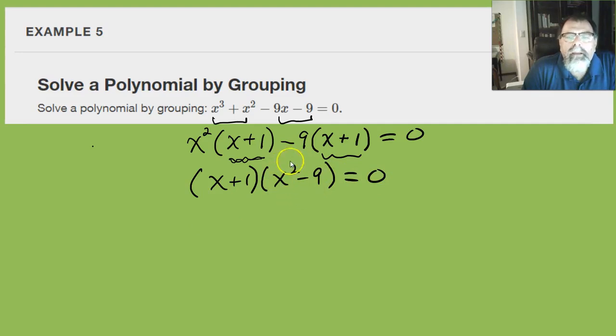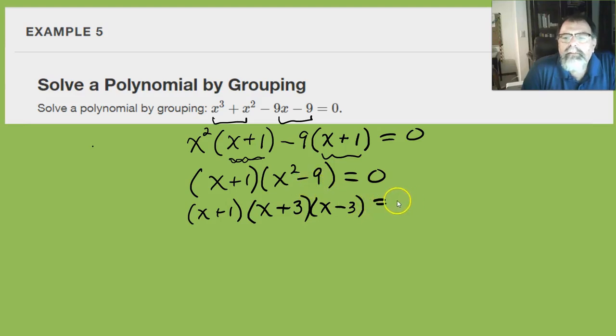Then hopefully you're paying attention and you say, oh, that's a difference of squares. That one comes up a lot. It's pretty easy to do. You square root both. One's going to be plus, one's going to be minus. So it'll be x plus 3, x minus 3.